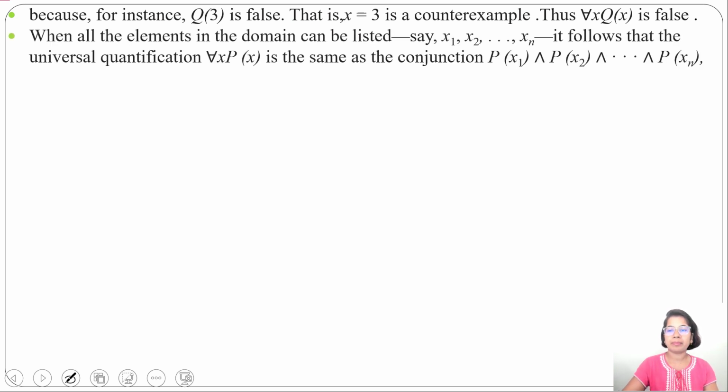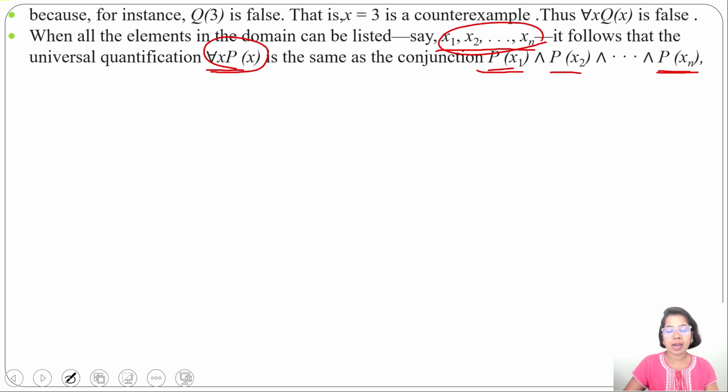If the domain can be listed like x1, x2 up to xn, then universal quantification is the same as the conjunction of P(x1) and P(x2) up to P(xn). So for all x, P(x) is equivalent to the and of every individual P(x1), P(x2) up to P(xn), if the domain can be listed x1 to xn.